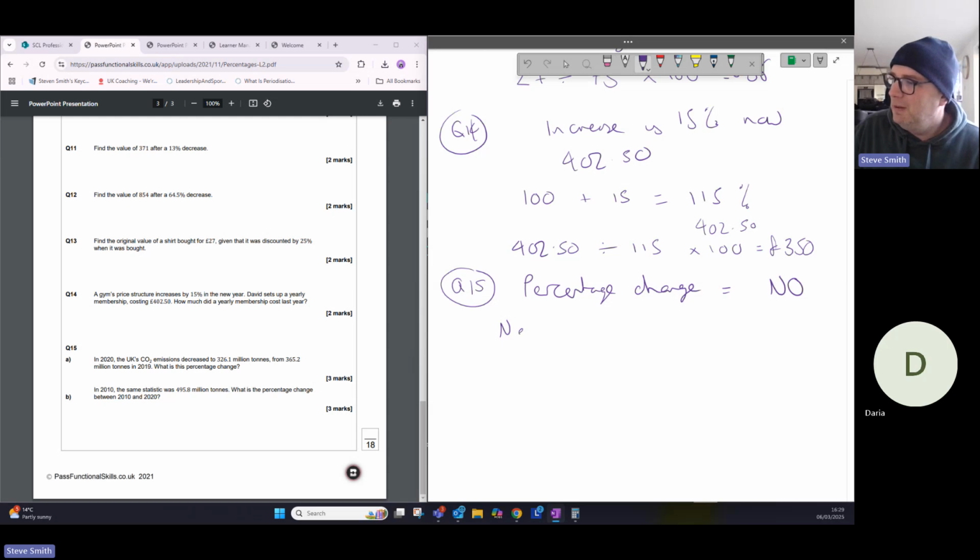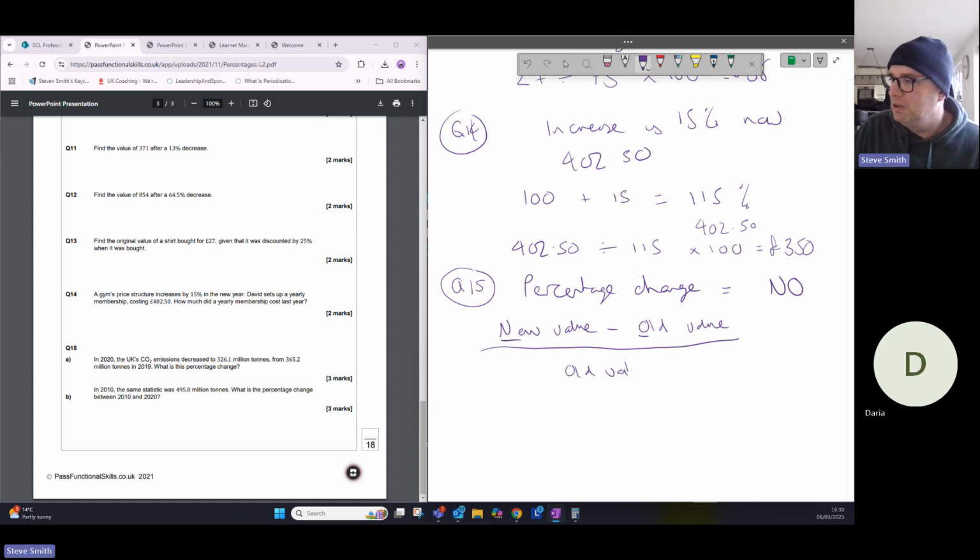Let's get new written properly. That stands for new value, take away old value. So that's N and O, which is why I think of "no". And then we divide that by old value.